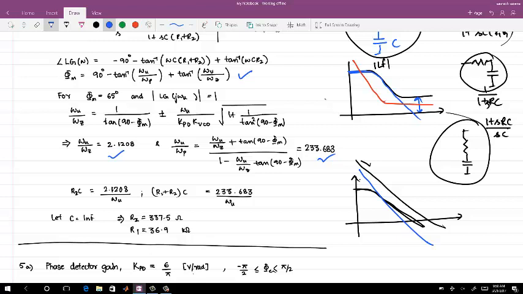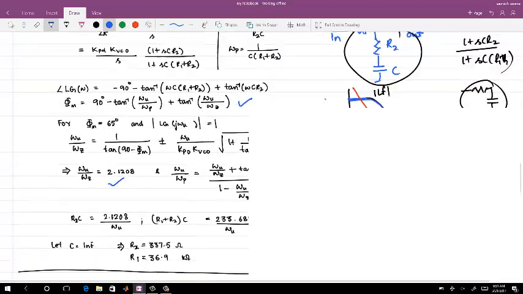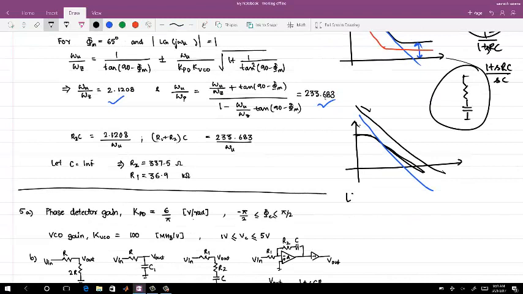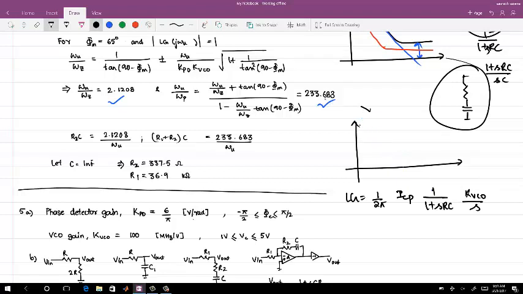So the thing is the unity gain. Wait a minute, let me write it to see. Your loop gain is 1 over 2 pi, ICP, 1 by 1 plus SRC, into KVCO over S. This is the loop gain, right? So in this particular case, this pole has to be beyond the unity gain frequency which you are considering. So if this is my 0 dB line, the pole should be like this. That is where the pole should come.